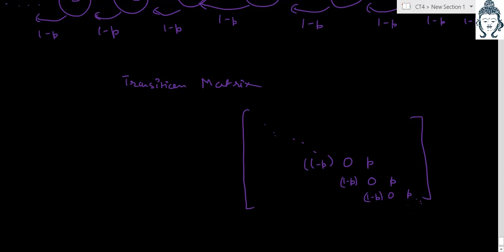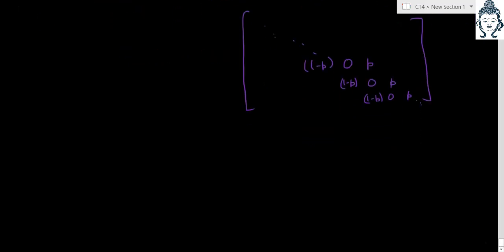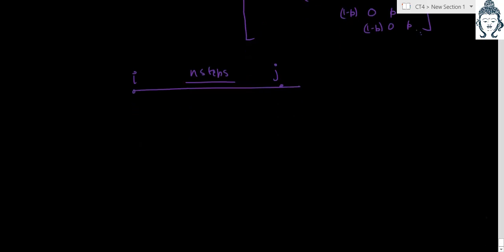So now let's talk about, what if you want to transition from any particular state I to any particular state J in n steps? You want the n step transition probability. If you want to get from any state I to any state J, you want the n step transition probability. So how do I calculate that?